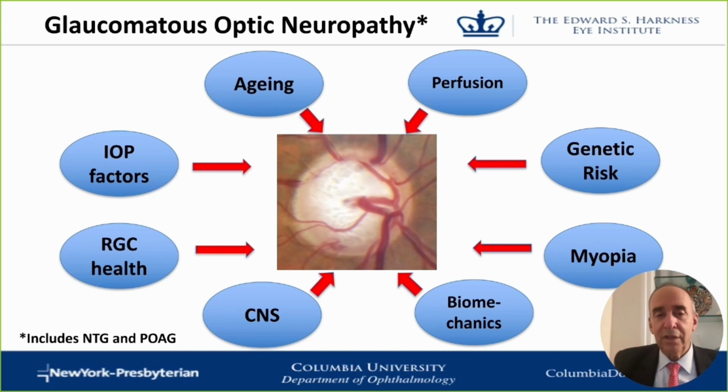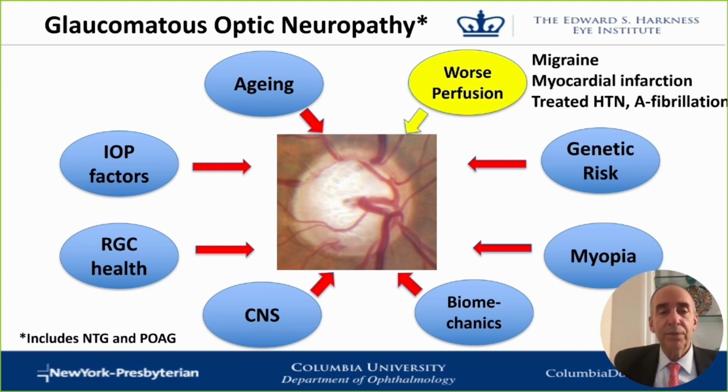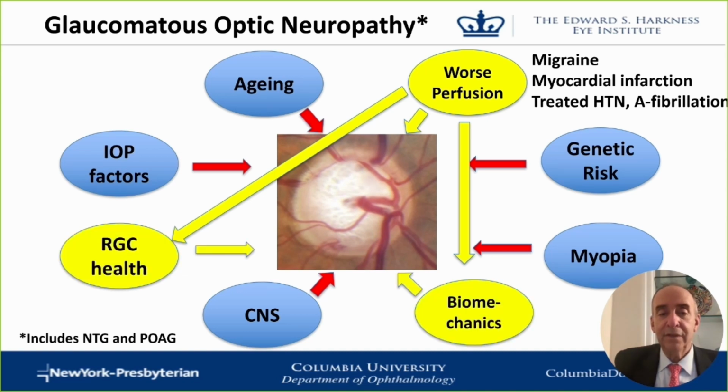All of the glaucomas are affected by intraocular pressure, by the status of ocular biomechanics, increasing risk for myopia, perfusion of the optic nerve head, and aging. For example, worse perfusion, regardless of whether it's POAG or NTG, can be caused by disorders such as migraine headache, myocardial infarction, aggressively treated systemic hypertension, or atrial fibrillation. This, in turn, could alter the health of retinal ganglion cells, who might be less perfused, or tissue mechanics. These then will alter the whole course of the disease process.